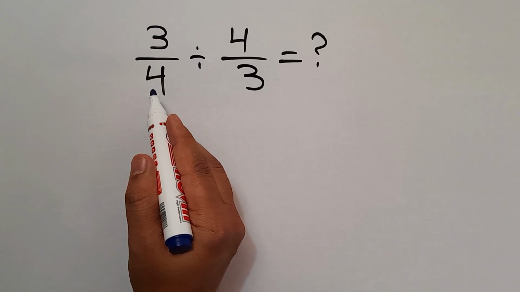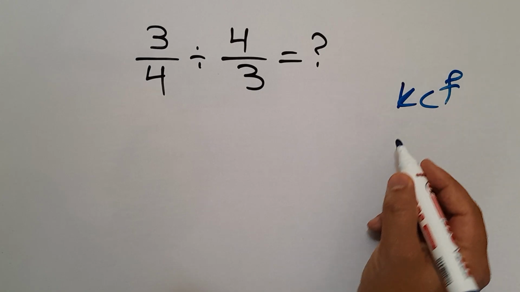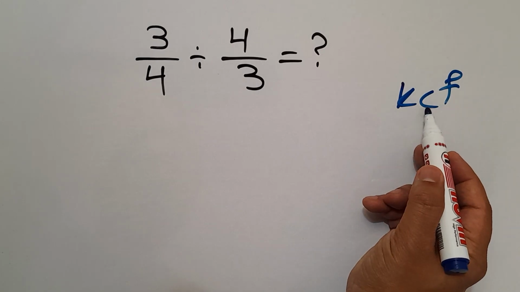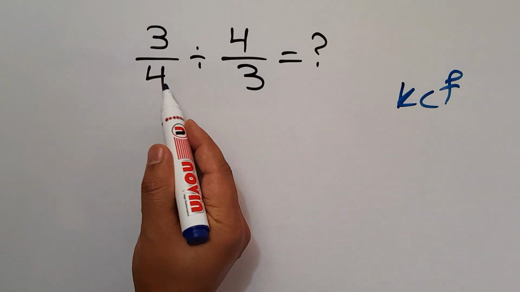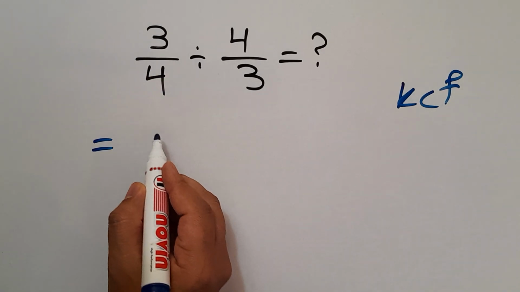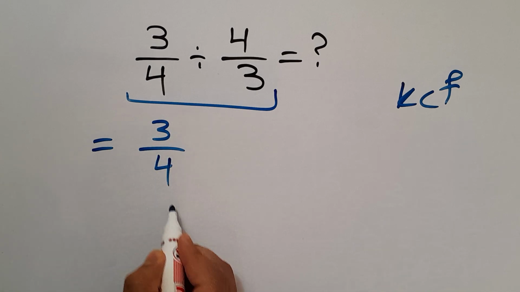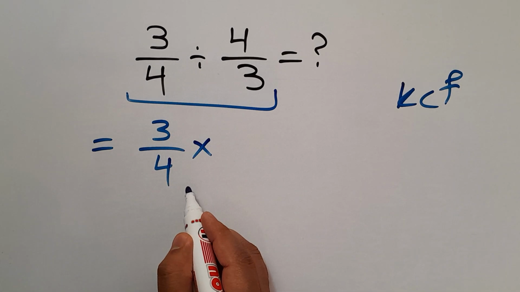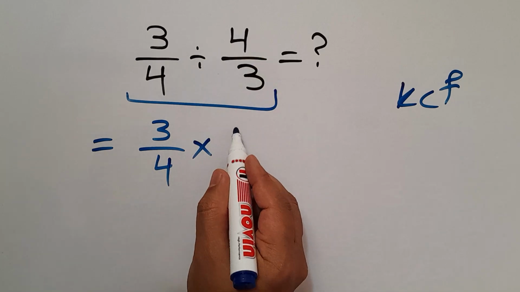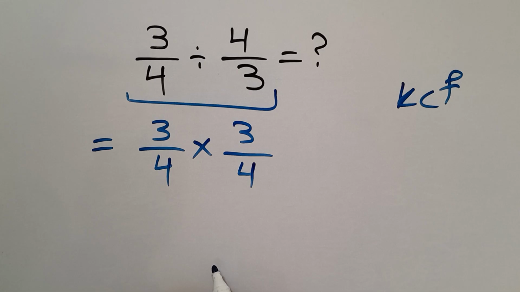Here simply we can apply the KCF rule. K stands for keep, C stands for change, and F stands for flip. Keep the first fraction, so we can write 3 over 4. Change division to multiplication and flip the second fraction, 3 over 4.